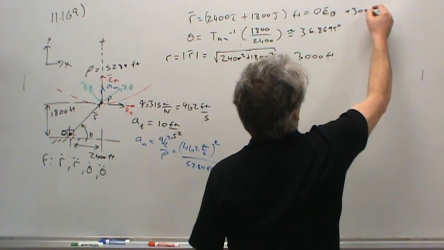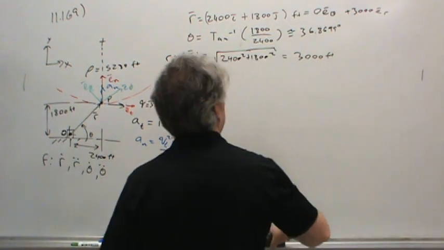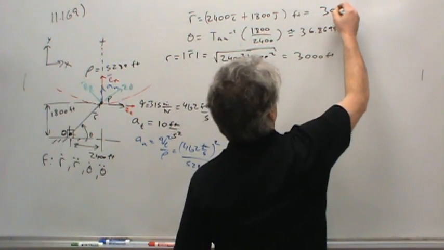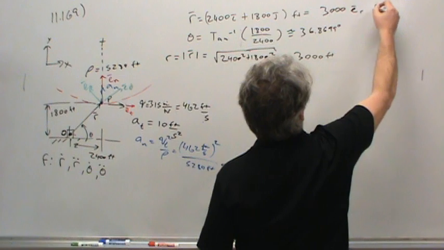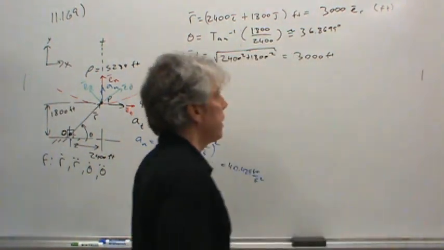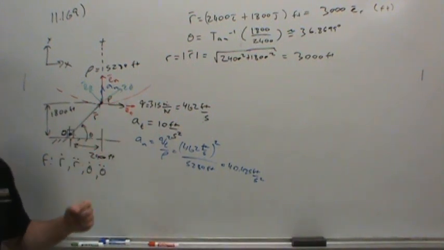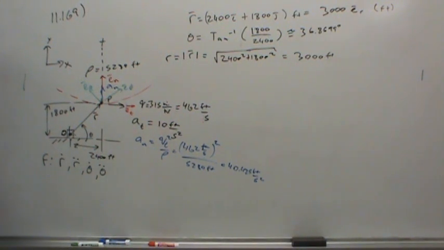So basically, I could have written it this way. I could have simply said 3,000 ER feet. By the way, anytime you express the vector R, it will only have ER components, okay? It will never have E theta components. All right? Let's see if I need to write that down or not. I think we're okay.